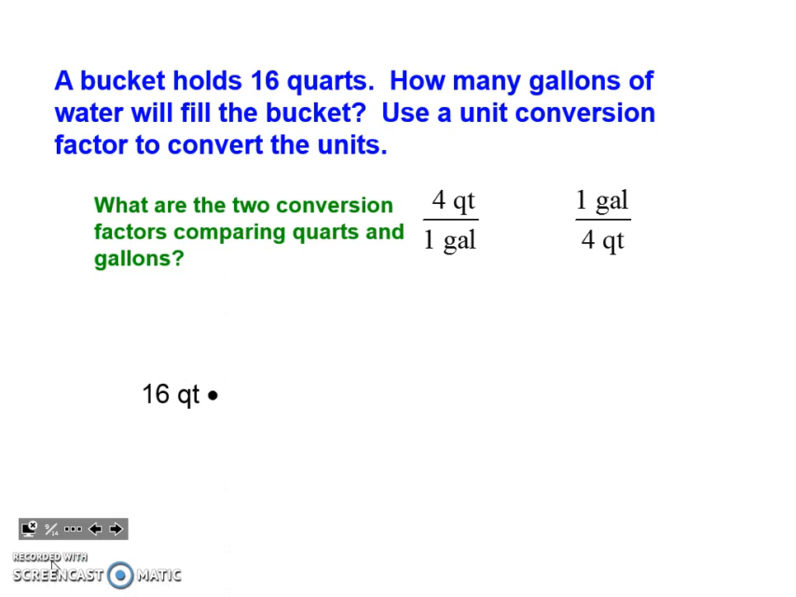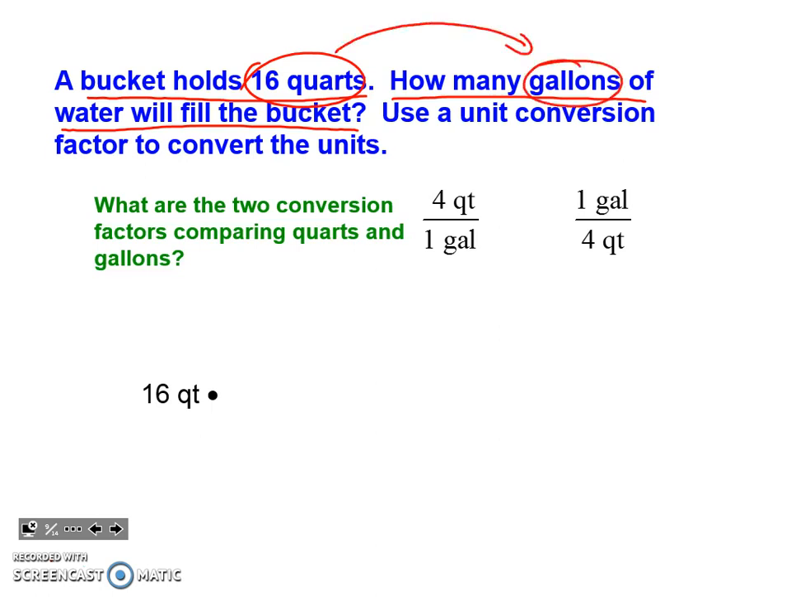So let's reread the word problem again. A bucket holds 16 quarts. How many gallons of water will fill the bucket? This is a sentence here, and this is a question here. It doesn't tell you exactly to go from quarts to gallons, but that's exactly what it's trying to tell you with this sentence and this question. The bucket holds 16 quarts, and they're asking you about gallons. So that means I'm going from quarts to gallons.